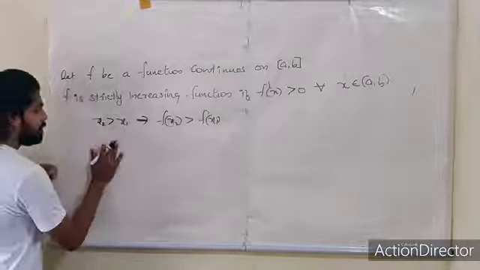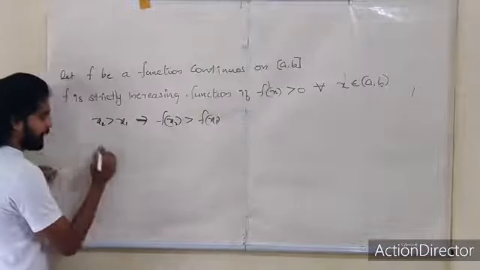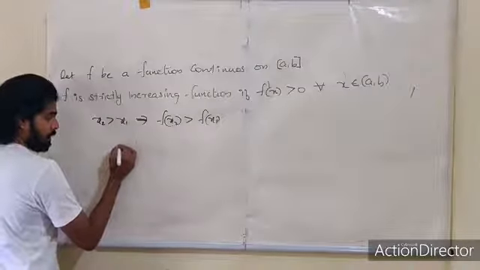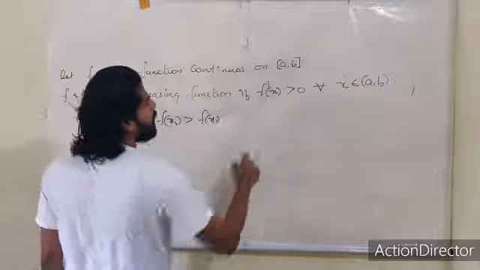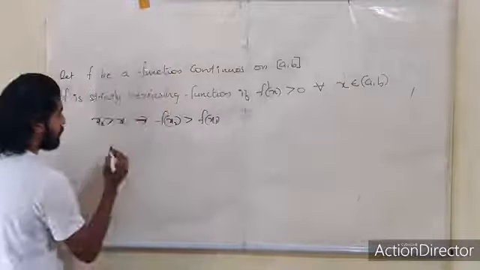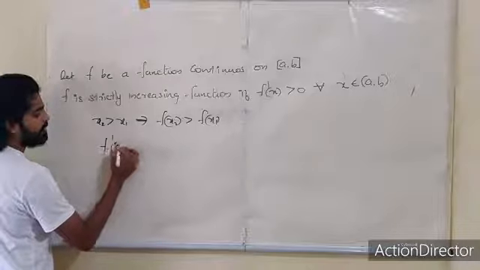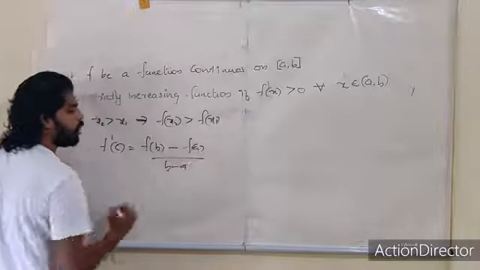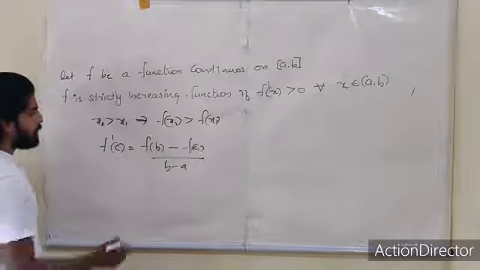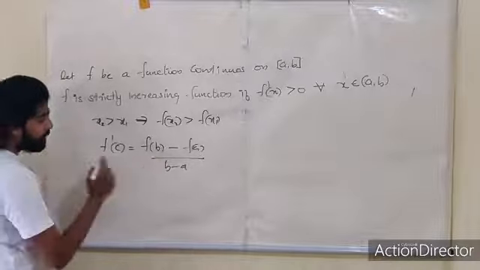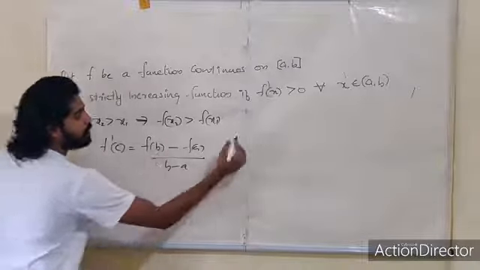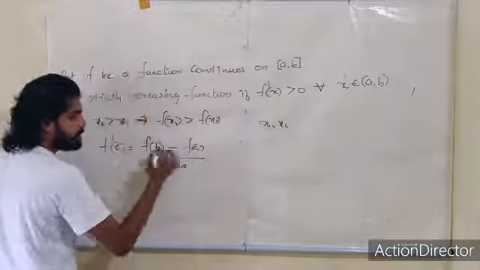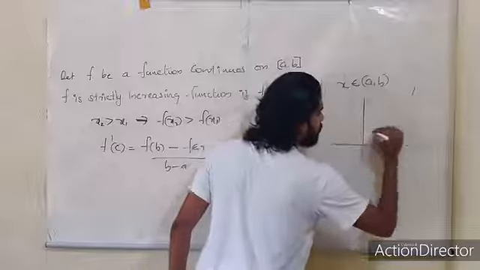Okay. So by the mean value theorem, we know that if the function is continuous in the closed interval [a, b] and differentiable in the open interval (a, b), then there must exist a c between a and b such that f dash of c is equal to f of b minus f of a by b minus a. This was the mean value theorem. Right. Suppose x1 and x2 be any two values in this open interval (a, b).